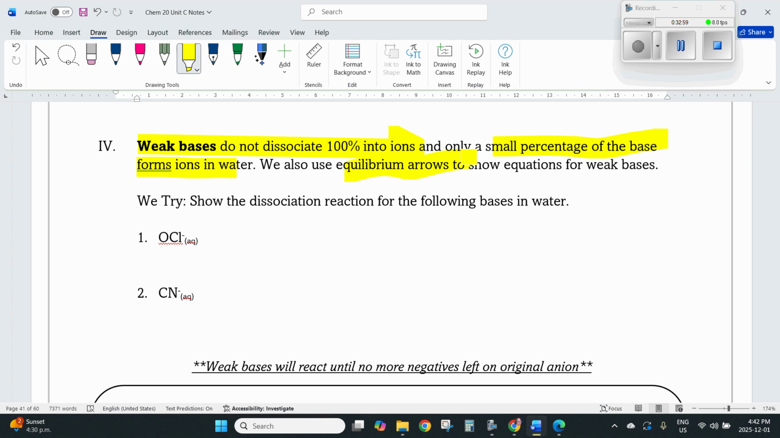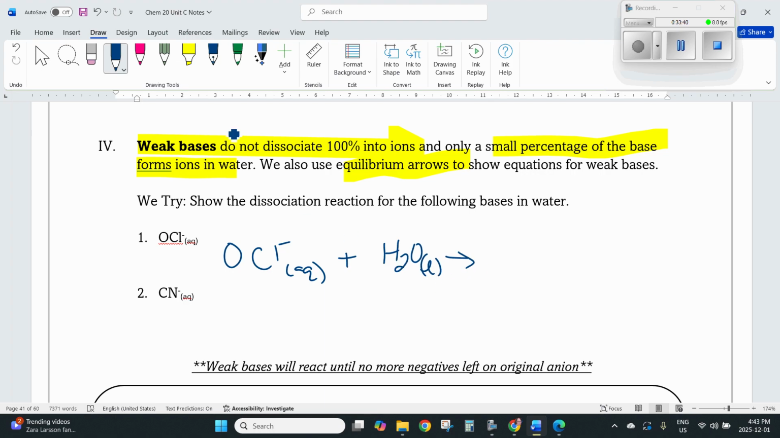You also use equilibrium arrows to show your equation for weak bases. So since it's a weak base, we must use equilibrium arrows and we must show it reacting with water. That's different than the strong bases. Here I have OCl minus, aqueous. I know that this is not a strong base because it's not an ionic hydroxide. So I must react it in the presence of water, a liquid.